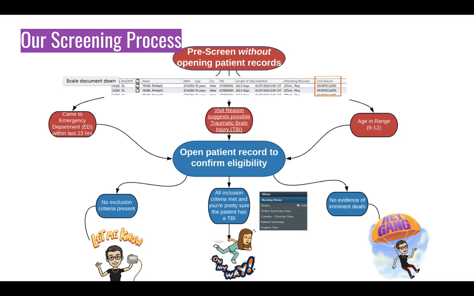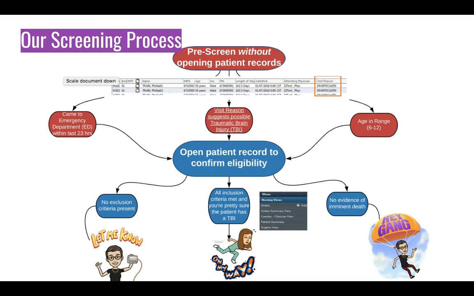So the things we care about: have they gotten to the emergency department within the last 23 hours? Because we want to make sure that we are collecting their blood within that 24-hour window. The next would be a reason for visit. If you are looking at the chart and you see that it says diverticulitis, that is not associated with any kind of head injury. So that would be a chart that you would not want to click on.